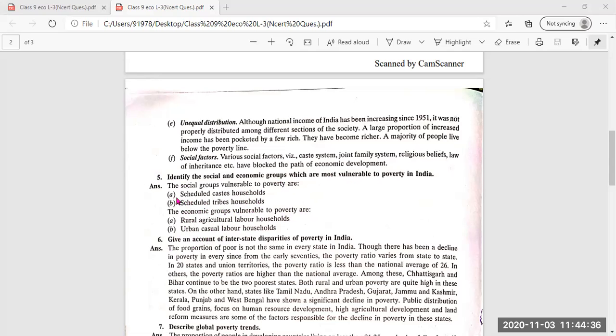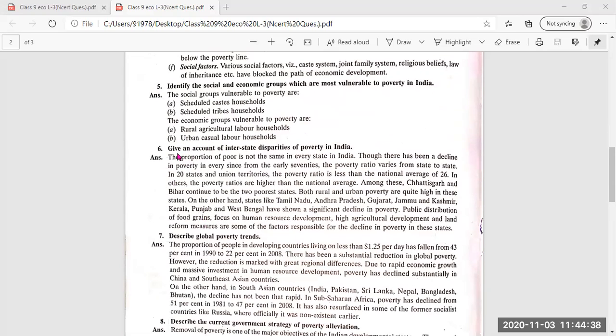So these are the social and economic groups which, in the coming near future, can be under poverty, below the poverty line. The next question is: sixth, give an account of interstate disparities of poverty in India. Interstate disparities means the proportion of poor is not the same in every state in India. We have seen in the lesson that the proportion of poor is not the same in every state, though there has been a decline in poverty since the early 70s.